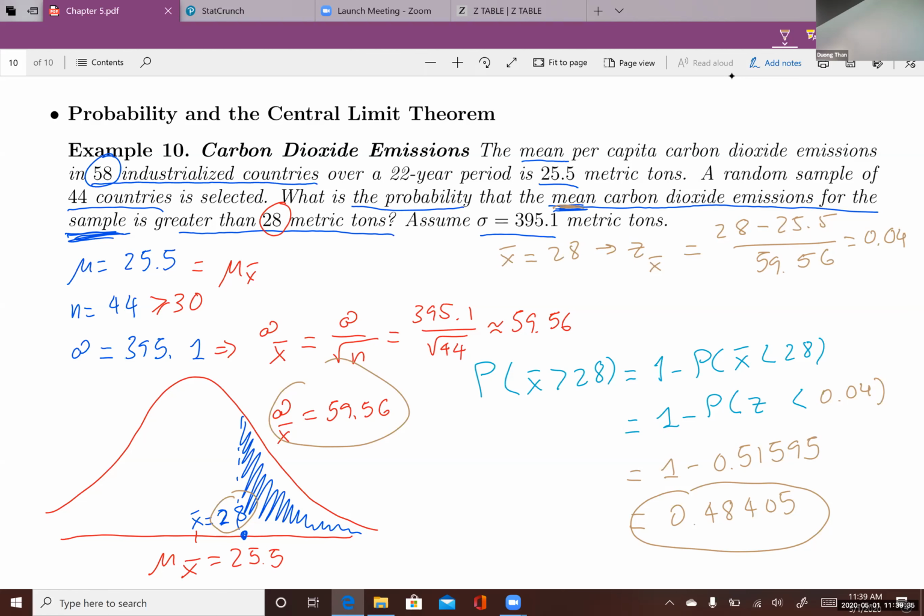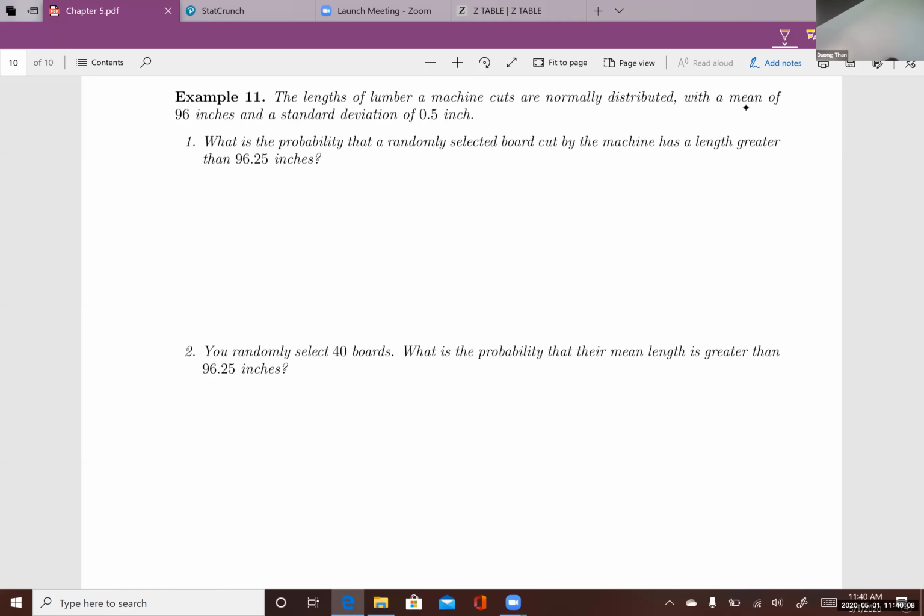One thing that you want to keep in mind is if you want to find probabilities related to the sample mean, you need to use the sampling distribution of the sample mean, right? And this is the sampling distribution of the sample mean here. Now look at the next example.